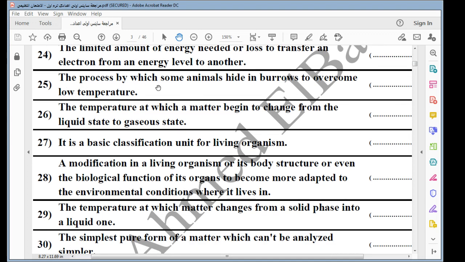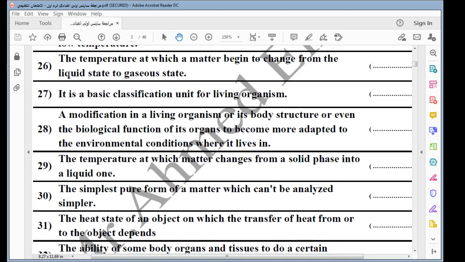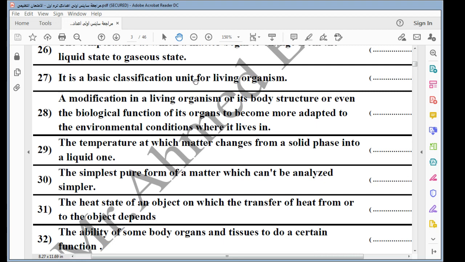Number 25. The process by which some animals hide in burrows to overcome low temperature. Of course, this is estivation. Number 26. The temperature at which matter begins to change from the liquid state to gaseous state. Of course, this is the boiling point. Number 27. It's a basic classification unit for living organisms. Of course, this is species.